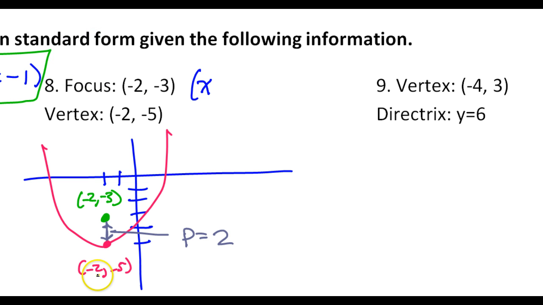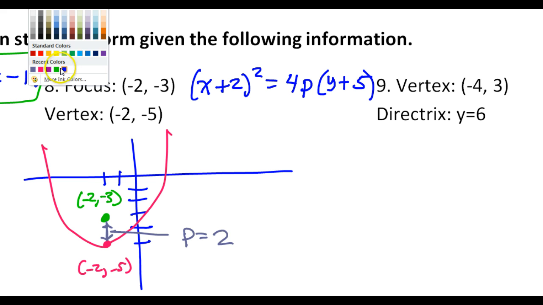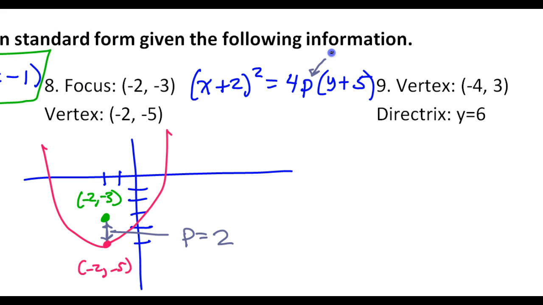X. Now I'm looking at the vertex in pink. So I'm going to put (x + 2) squared because of that, equals. And now here's going to be 4p. Come back to that in a second. But I'm going to put (y + 5) because of this. All I need to do now is put in the p-value. So like I said, p is 2. So if I take that 2 and put it in, that's 2. So that's why the final answer is going to be (x + 2) squared is equal to 8 times (y + 5).